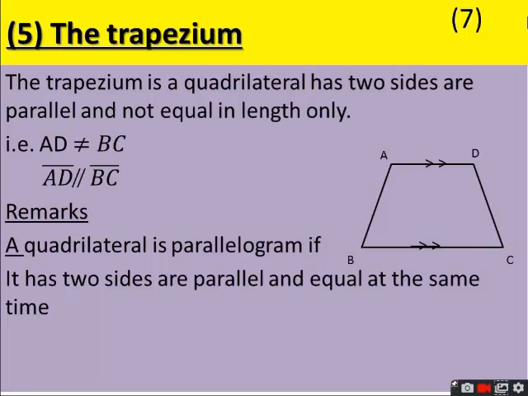Now, after studying all the properties of the parallelogram and the special cases, I want to tell you a very important remark. When we want to prove that a quadrilateral is a parallelogram, it is sufficient to prove that two sides are parallel and equal in length.